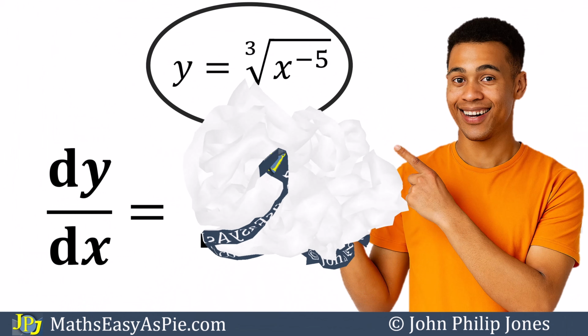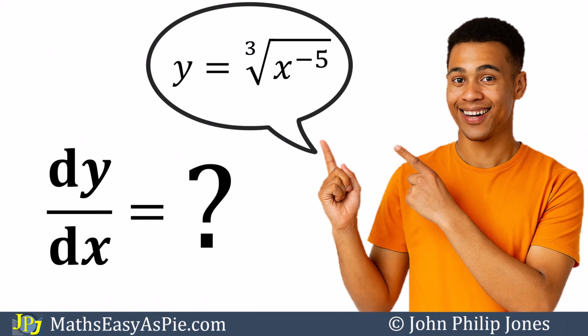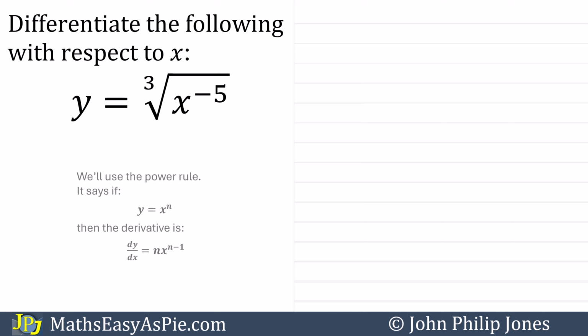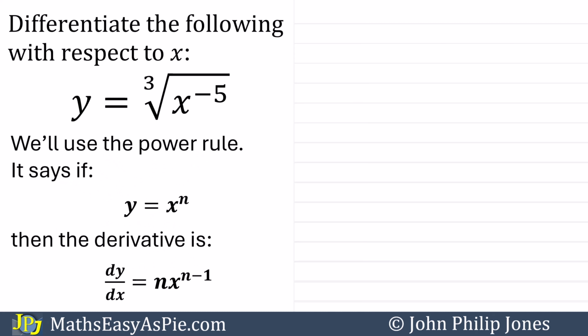In this video, I'm going to show the solution to the problem implied by this slide. Differentiate the following with respect to x. y equals the cube root of x to the minus 5, and we'll use the power rule to help us solve this problem. I will start off by looking at the cube root of x to the minus 5.